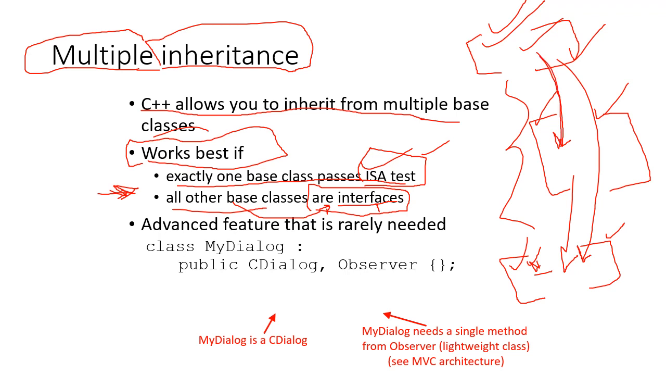This is the interface to this. So this is what I was telling about. Okay, then what is the next point? Advanced feature that is rarely needed. Okay, this is the advanced feature that is rarely needed. You might not be using it quite often, but still we should discuss it.